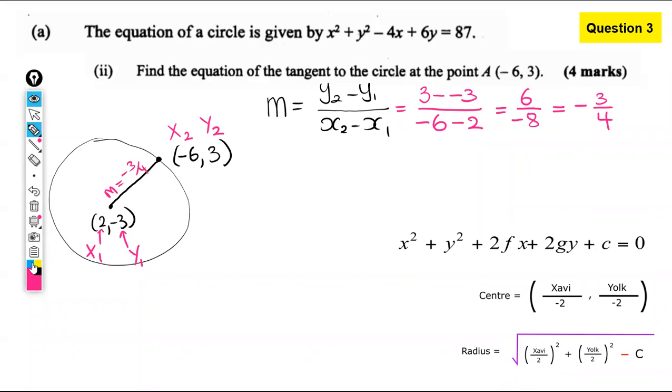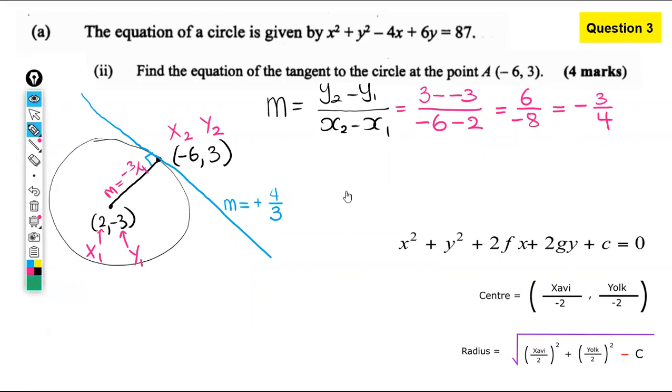Right. But we don't want the gradient of the radius. We want the gradient of the tangent. Now, like I mentioned before, we know what to do here, right? The gradient of the tangent: we take the negative 3/4 and flip it, so you'll get 4 on 3. And because it's negative, it will change to positive. Well, obviously, you don't need to put the positive sign because it's understood. So this is what we know about the tangent so far.